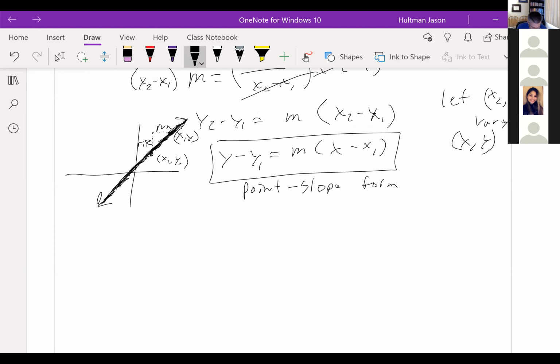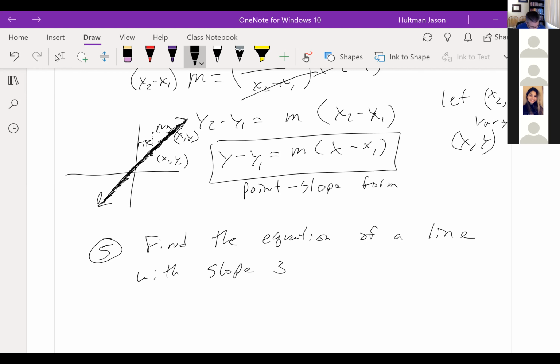Okay, so we want to do number 5 here. Let's find the equation of a line with slope 3 containing the point (-1, 5), or (-1, -5).